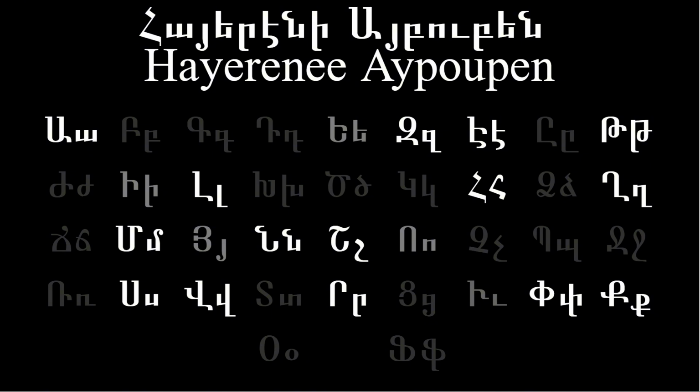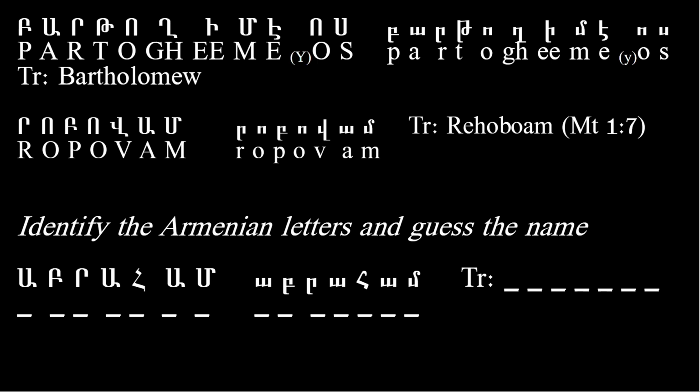So these are the letters that we have so far, and we will start with the first group, the P, B, B group, or using English sounds P or B. And we will start with this letter. So here we have the name Bartholomeos, which in English is Bartholomew, like the apostle. Here we have another name, Ropovam, which in English is Rehoboam, from Gospel of Matthew chapter 1 verse 7.